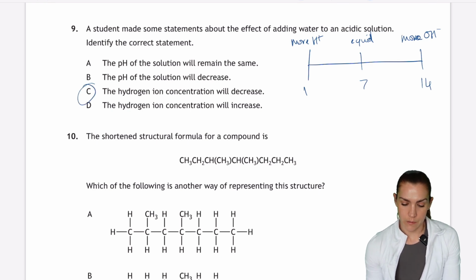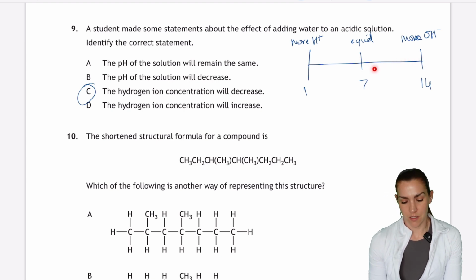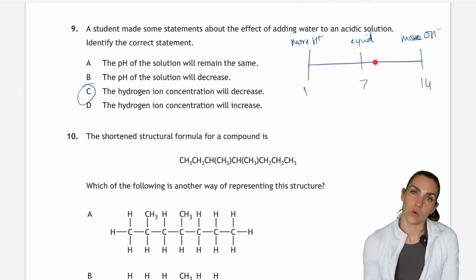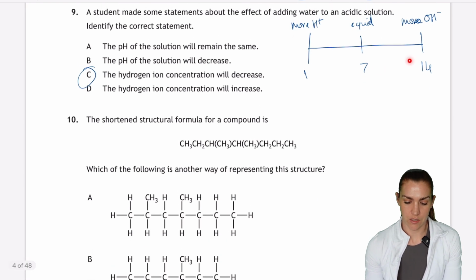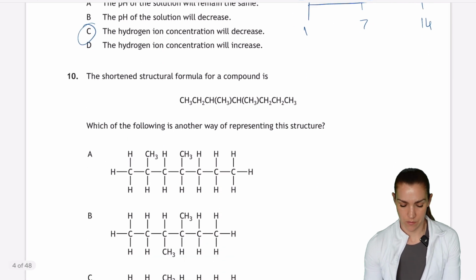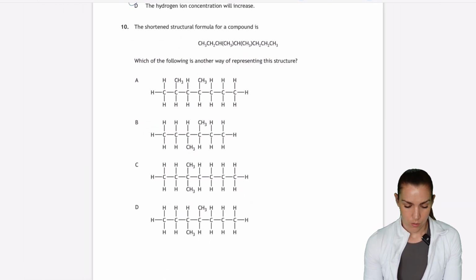Okay, if we were diluting an alkali, the hydrogen ion concentration would increase because we have not so many hydrogen ions at this end, we've got more hydroxide ions. So as they start to equal out, then it means you must be getting more hydrogen ions as well. Okay, so this scale thing does really help with these questions. It stops your brain from getting a bit confused with the whole thing.